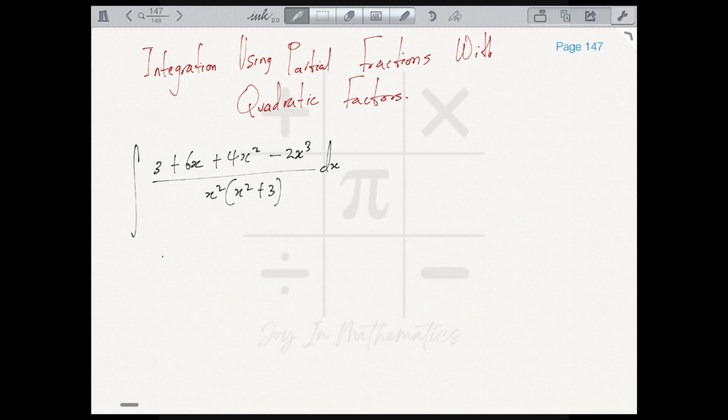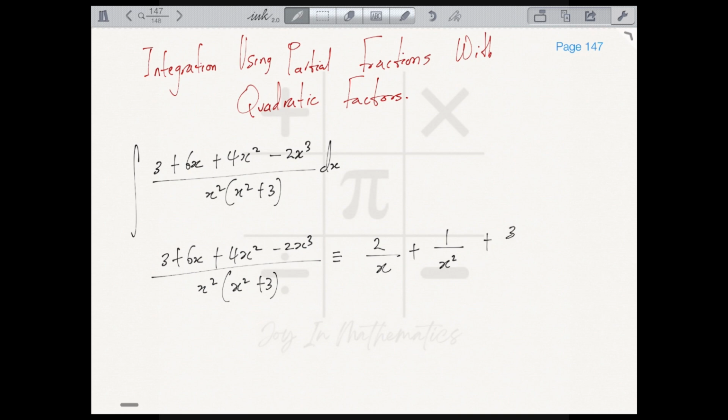we have that (3 + 6x + 4x² − 2x³) divided by x²(x² + 3) is equivalent to 2/x + 1/x² + (3 − 4x)/(x² + 3).